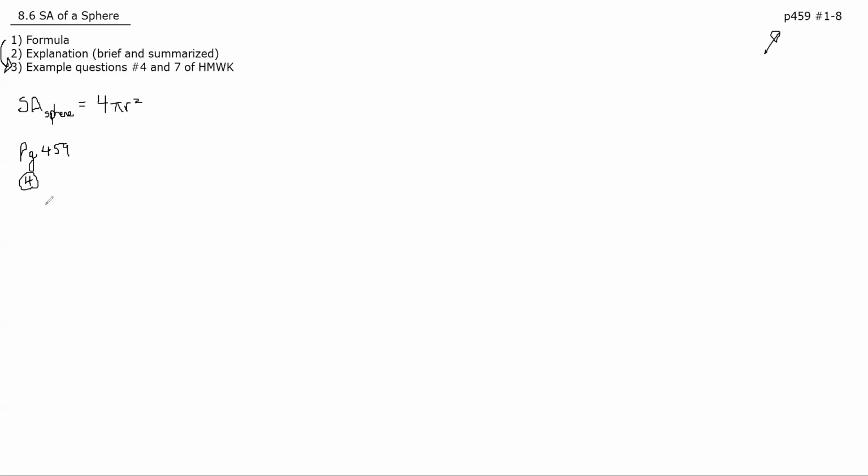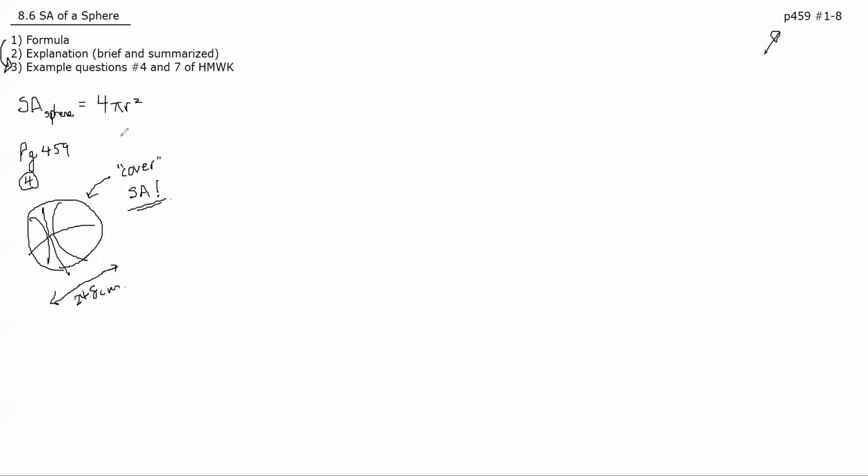Okay. Question 4. A basketball has a diameter of 24.8 centimeters. How much leather is required to cover this ball to the nearest tenth of a square centimeter? So again, because I'm talking about how much I need to cover, it has nothing to do with the amount of space this sphere takes up. It's just about the outer layer. In other words, I'm looking for surface area.